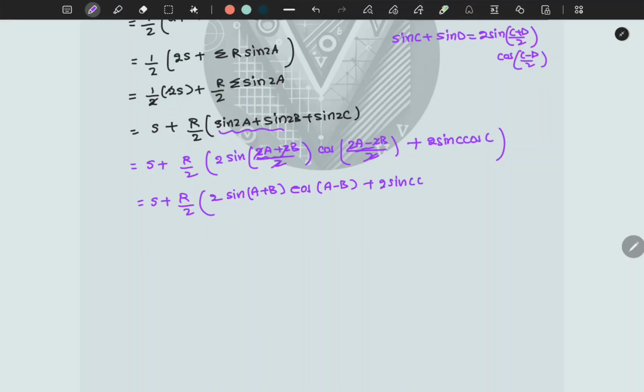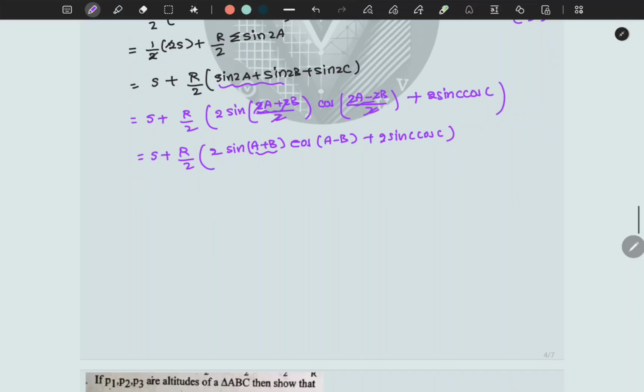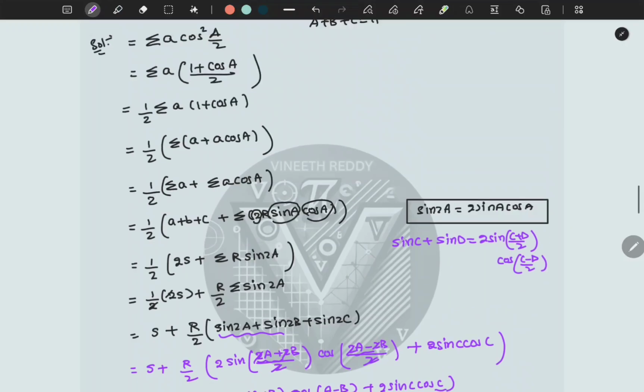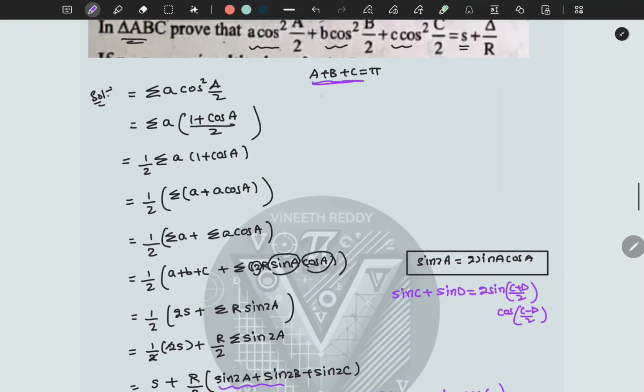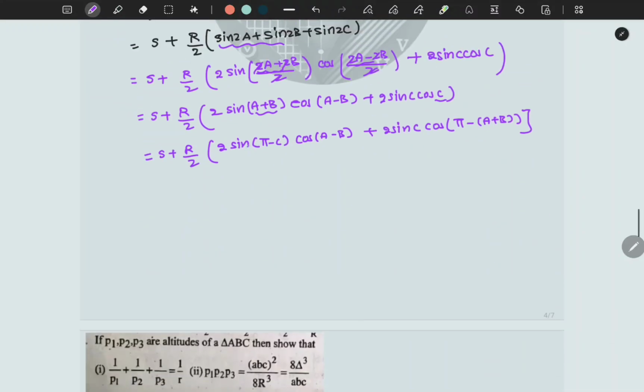And we have 2 sin c cos c. Now a plus b we can write as pi minus c. So we can write this as (s plus r) by 2 into 2 sin(pi minus c) cos(a minus b) plus 2 sin c, and cos c we will write as cos(pi minus (a plus b)). I hope you are with me, dear students, because a plus b plus c is pi, so we can write a plus b as pi minus c, or we can write c as pi minus (a plus b). Both are acceptable, so we have done the same thing.